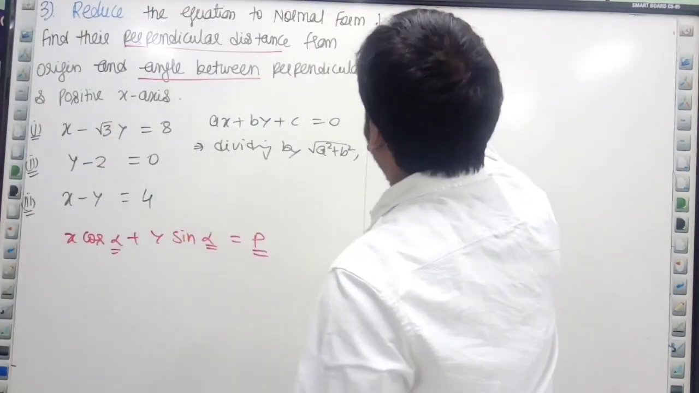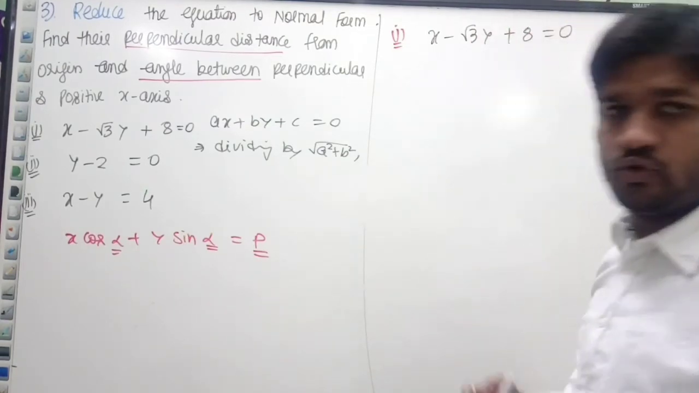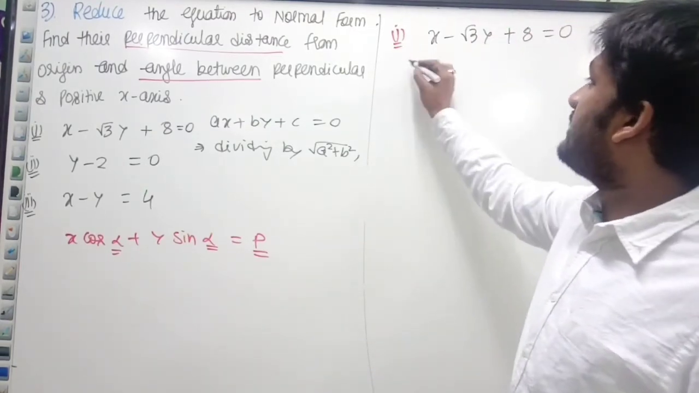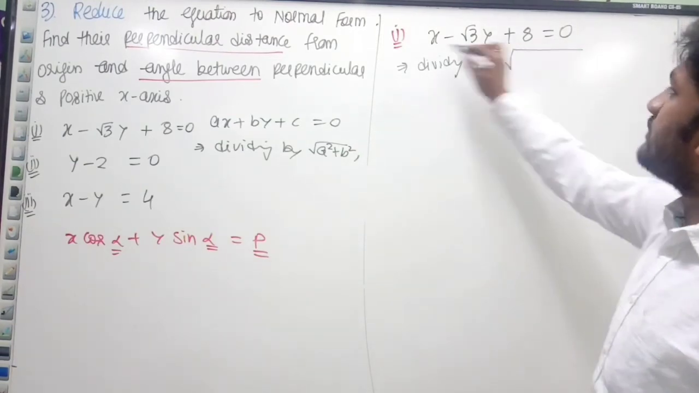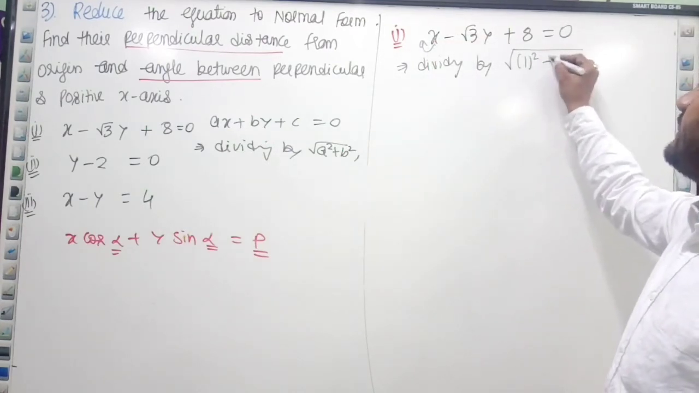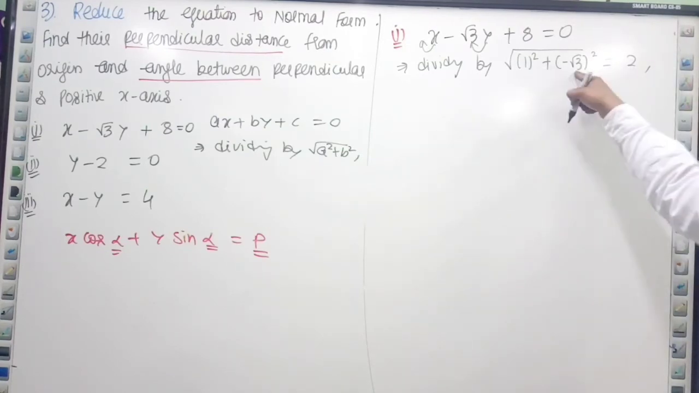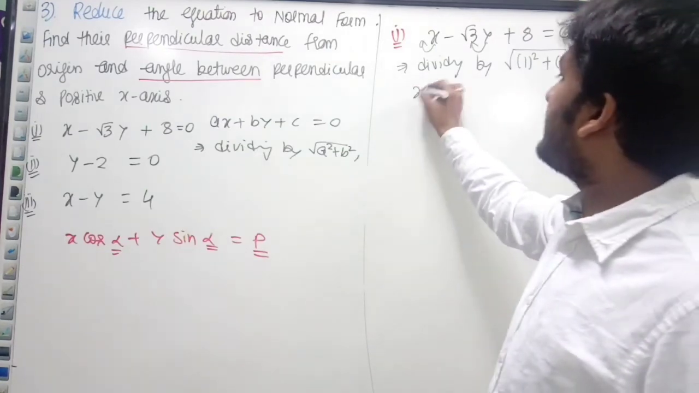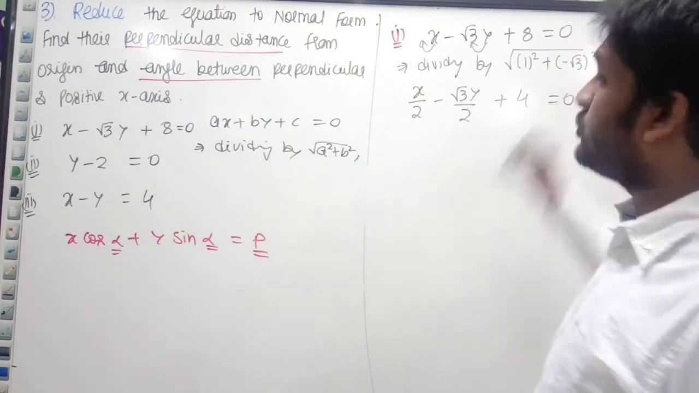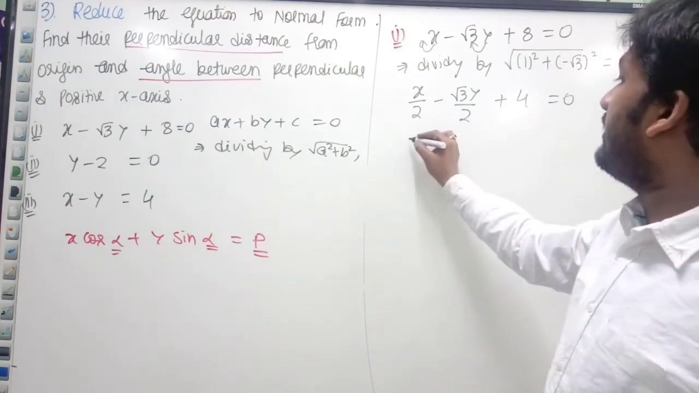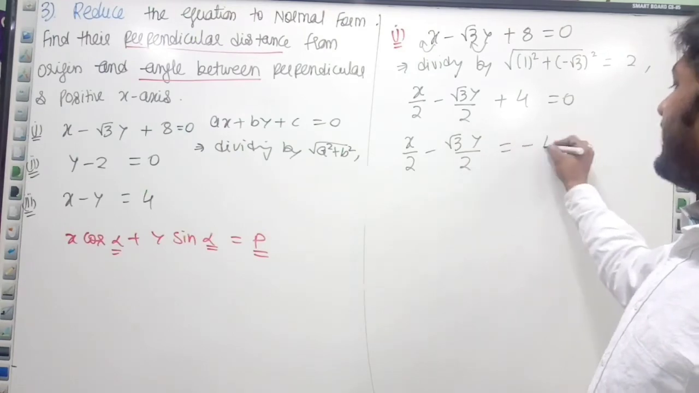So the first question I am having is x minus root 3y plus 8 equal to 0. So what will I do? I will divide both sides by root a square plus b square. Dividing by root a square plus b square, the coefficient of x is 1 and the coefficient of y is minus root 3, so 1 plus 3 is 4, and the root of 4 is 2. So I can write x by 2 minus root 3y by 2 plus 8 by 2 equal to 0. Right? So I can write x by 2 minus root 3y by 2 equal to minus 4.